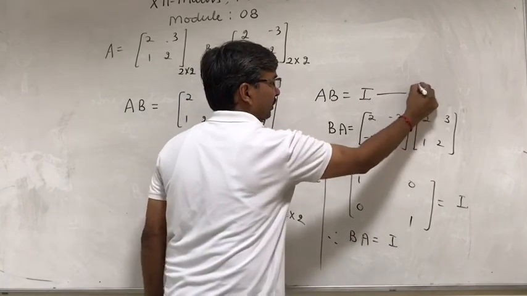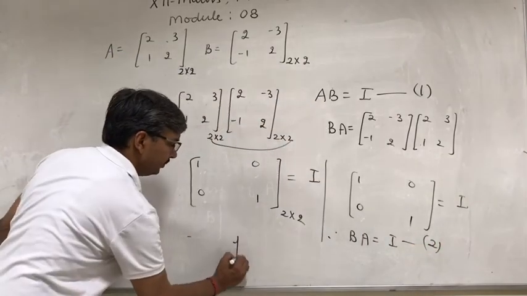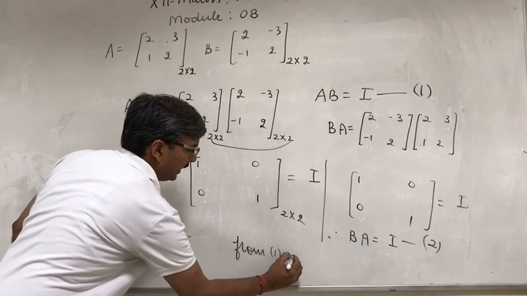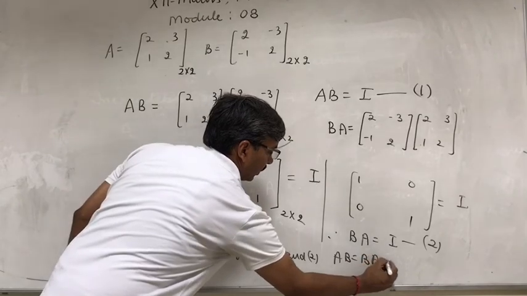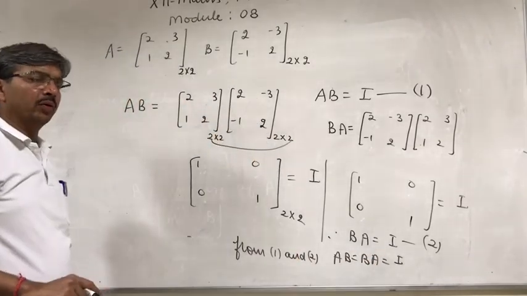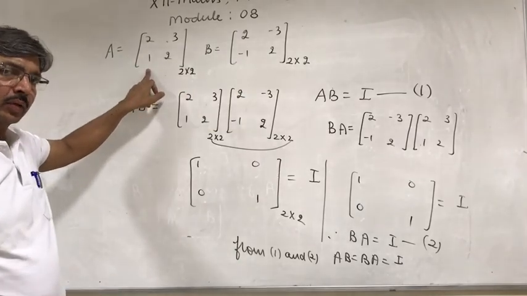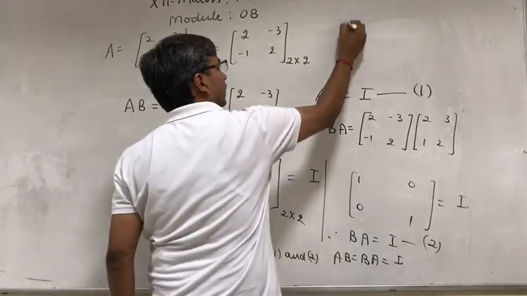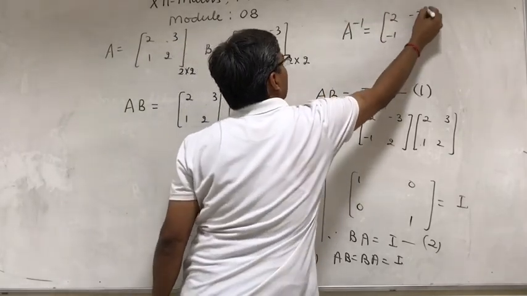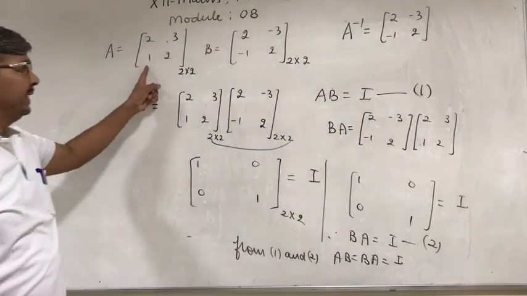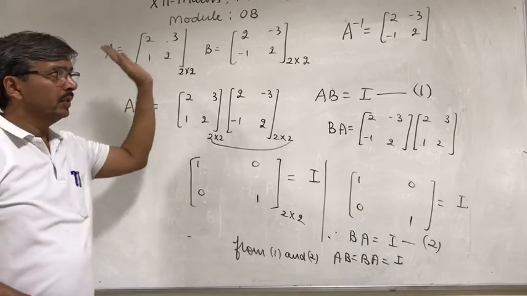Let this equation be 1 and this equation be 2. From first and second, AB equal to BA equal to I. And therefore, matrix B is the inverse of A. Okay? We can write A inverse equal to 2, minus 3, minus 1, 2. And A is the inverse of B.